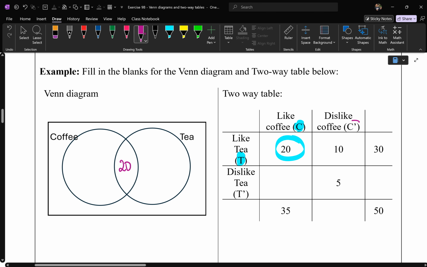Whereas the number of people who don't like coffee but yet still like tea, there are 10 of them. So they still like tea, but they don't like coffee. They don't want anything to do with coffee at all. So that means 10 must go into this region here.